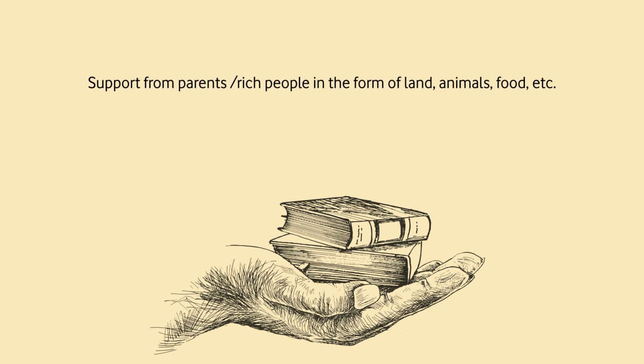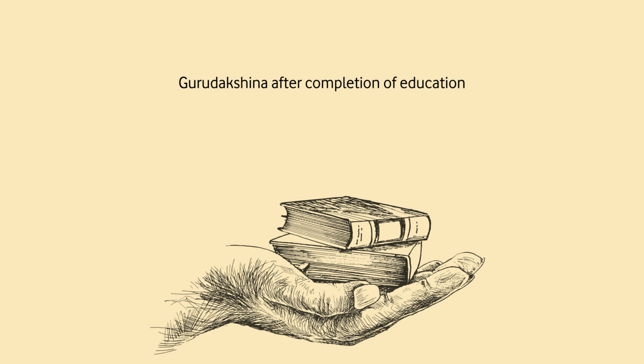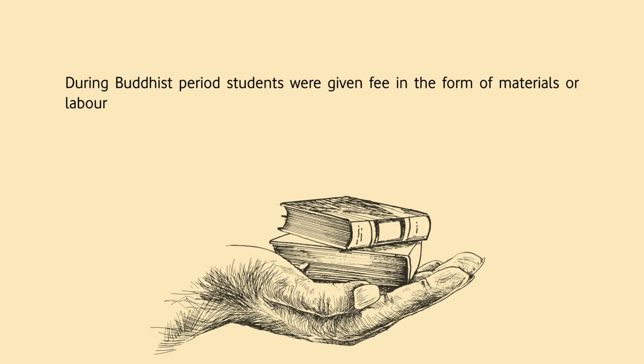There were some parents who were very rich. They would provide support in the form of sometimes land, sometimes animals, sometimes food, etc. And these were the financial support received by the gurus during those times. And once the students completed their education, they would give Guru Dakshina to the gurus. That may be in the form of materials, or in the form of some work provided to the gurus. There are different forms of Guru Dakshina, maybe some offerings and all.